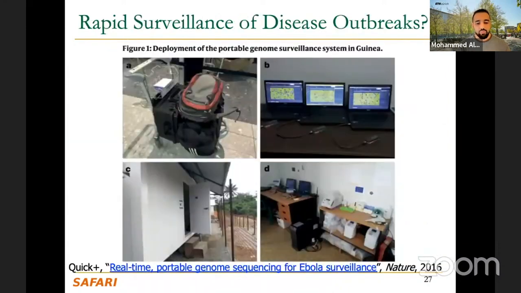These are the portable devices that we had during Ebola time. You can see the sequencer attached through a USB cable to the laptop, where you do the sequencing and the analysis together in one machine. Then this is very easy to distribute as machines throughout remote areas where we don't have access to resources.